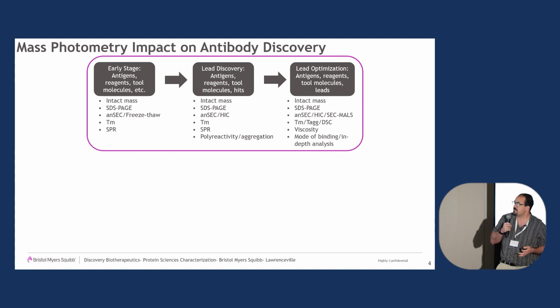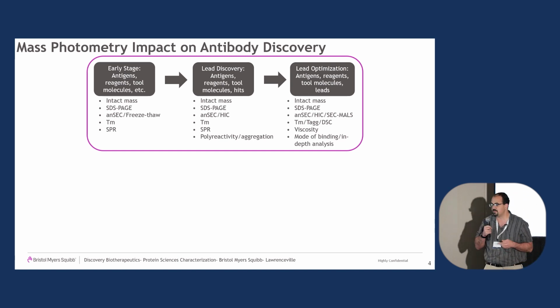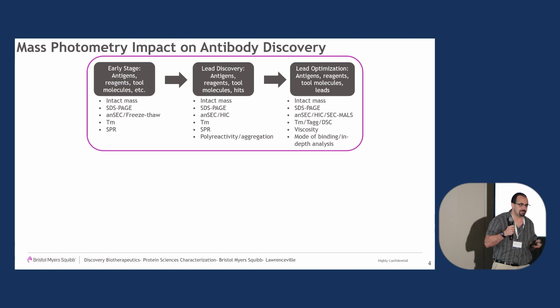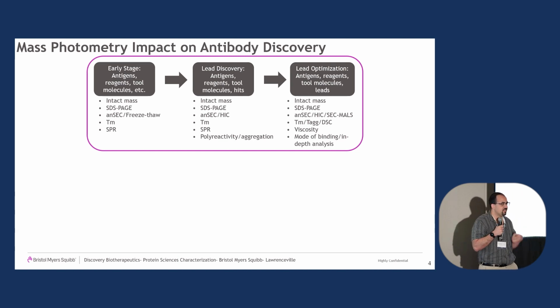So I'll give you a brief overview of how we're using the mass photometer in the antibody workspace before I move over to AAVs. As I'm sure you've gathered, I'm going to be talking a little bit about AAVs today. In our group in particular, we're mixed in between antibodies and AAVs. So we've gotten the 2MP instrument to fit in between that.